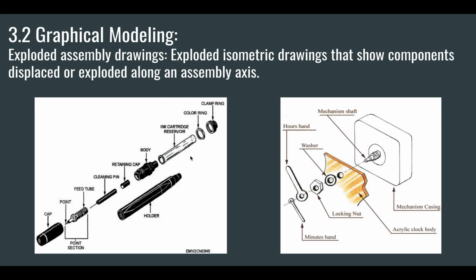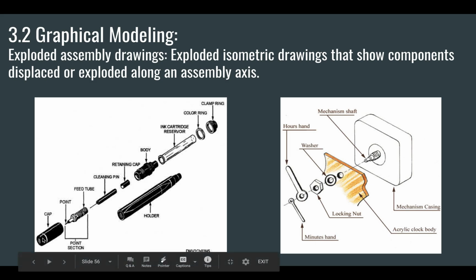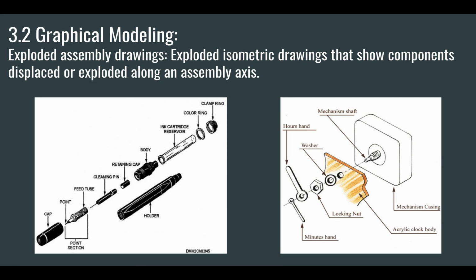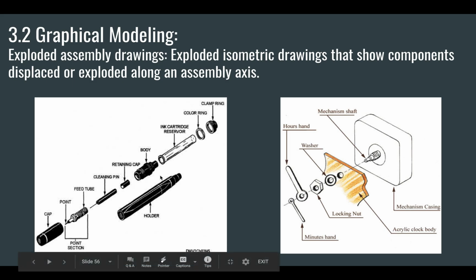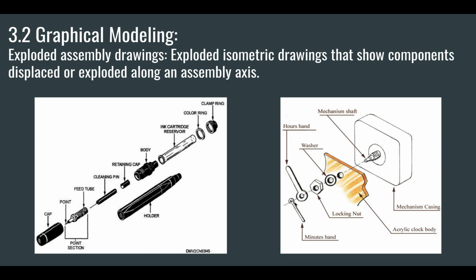This is an exploded assembly drawing. And so in an exploded assembly drawing, you have an isometric drawing that shows the components displaced or exploded along an assembly axis. So for instance, the axis of a pen is right down the middle here. And so this is showing the assembly of this particular pen. Okay, so that's an exploded drawing, and this is showing the assembly of this clock. Okay, and it's been exploded out so you can see all the different parts.